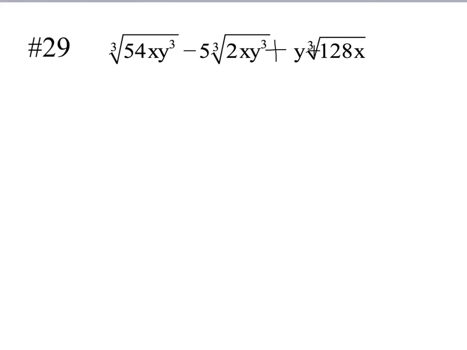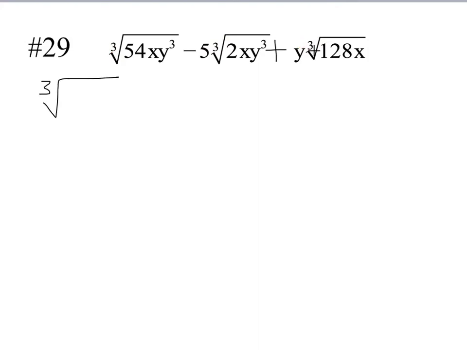All right, this is a plus sign. 29, cube root of 54xy cubed minus 5, cube roots of 2xy cubed plus y, cube root of 128x. All right, this one looks fun. So, because all of our indexes are 3, this time when we simplify, we need to make sure that we have a repeat of 3 before we can pull something out front.